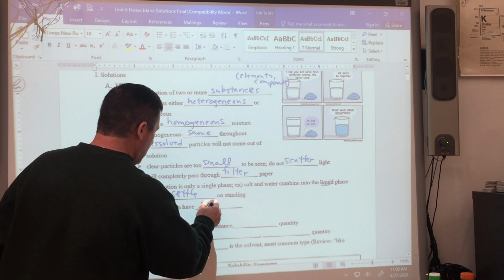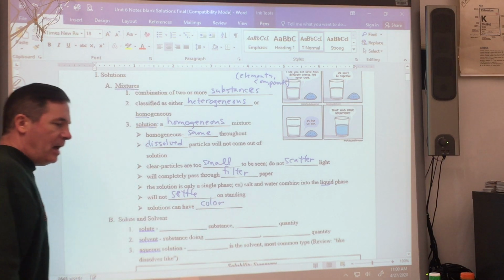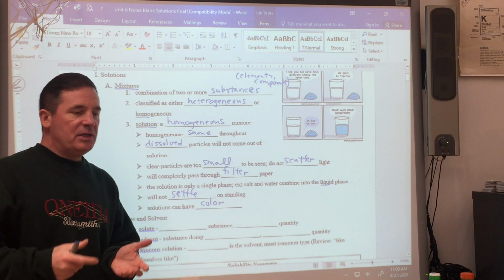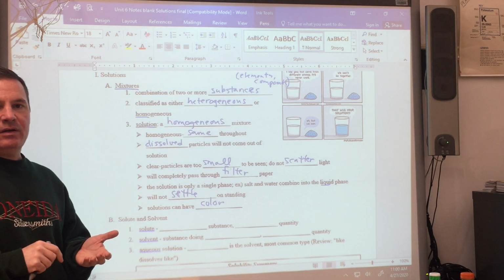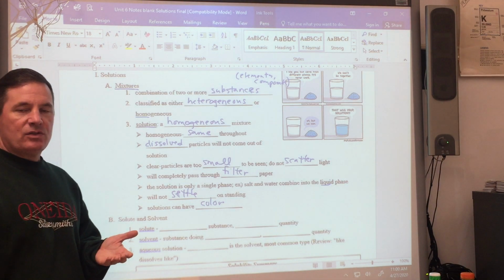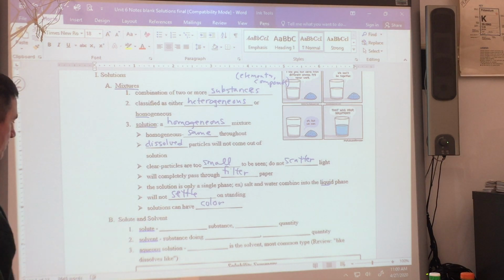And solutions can have color. I can have a beaker full of water and then put a drop of some sort of food coloring in there, and that would stay in solution. So that would be a solution as well.